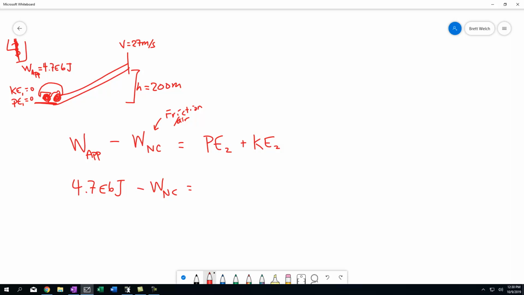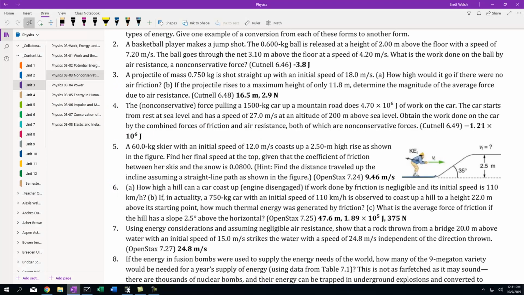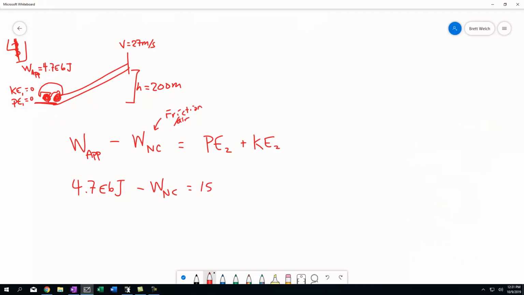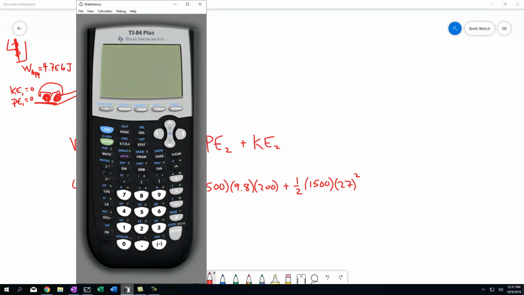With the potential energy, it's always the mass. I don't have the mass in front of me. Let's go back. The mass of the car is 1,500 kilograms. There we go. So it's 1,500 times gravity, which is 9.8, times the height, which ended up being 200, plus 1/2 the mass, 1,500, times the velocity, which was 27, and we square that last number. We square the velocity. So over here on the right, this is all big calculation. I'll grab my calculator. Let's run those numbers.